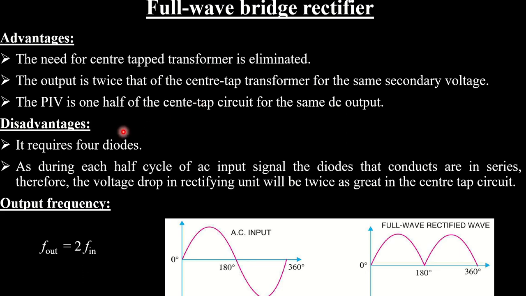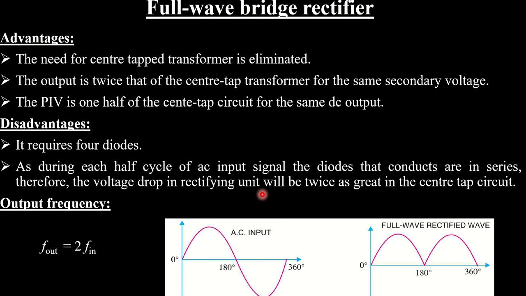Now the disadvantages are it requires four diodes. So four diodes means it becomes a little bit bulky and expensive. Not that much expensive, but when compared to center tap, it requires four diodes. The other one is that during each half cycle of the AC input signal, the diodes that conduct are in series. Therefore, the voltage drop in the rectifier unit will be twice as great as in the center tap circuit.